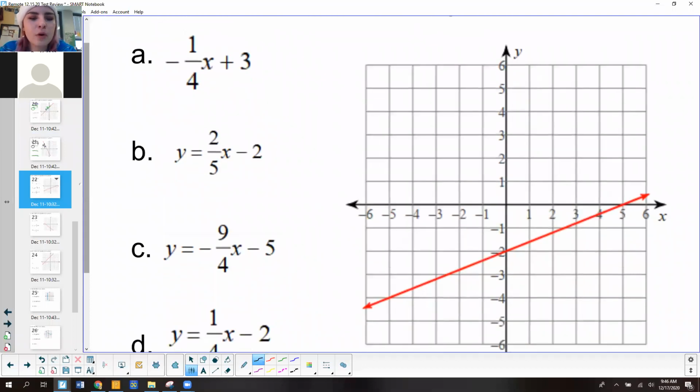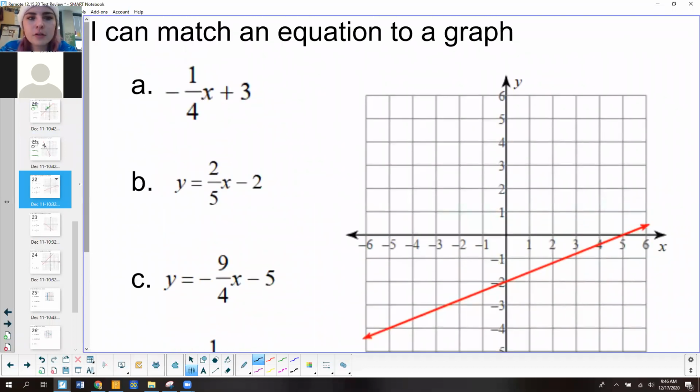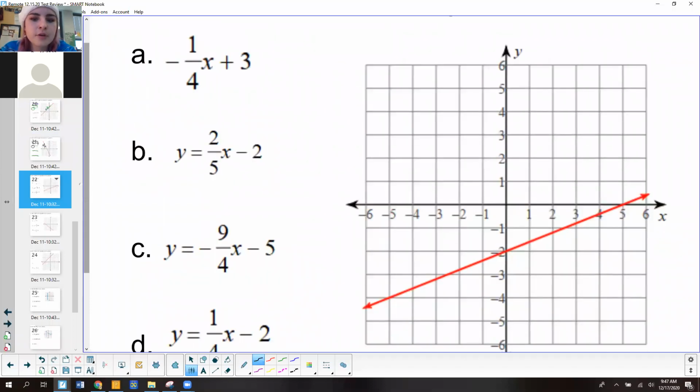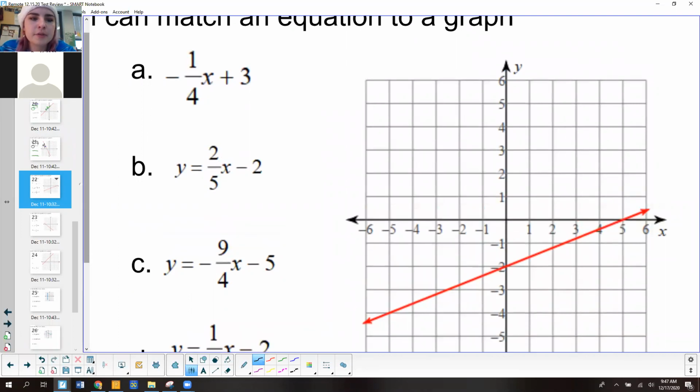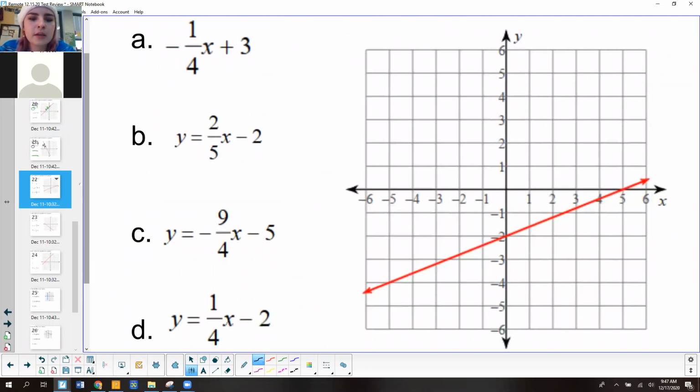So I wanted to go over this one more time with you guys. We did this a little bit yesterday, but I wanted to do one or two more examples just because I think it's worthwhile. So I can match an equation to a graph. This is an important skill. So if we're looking at this, you can do a few different things.